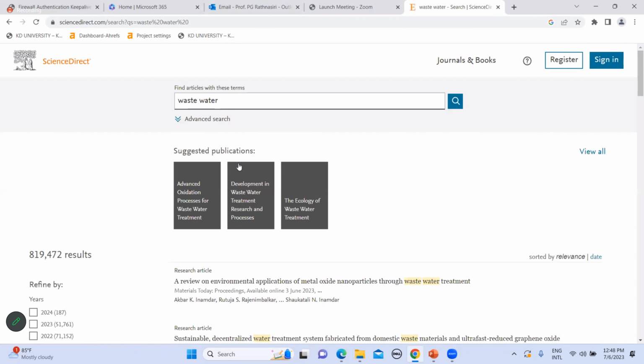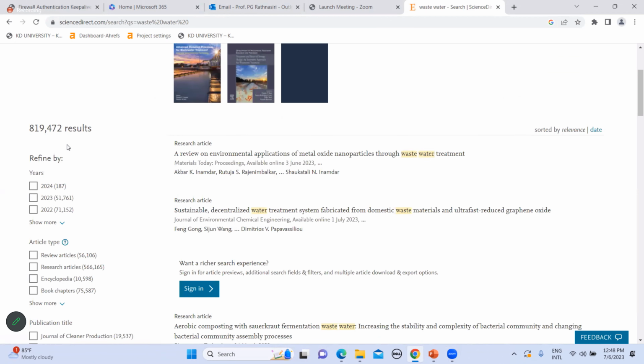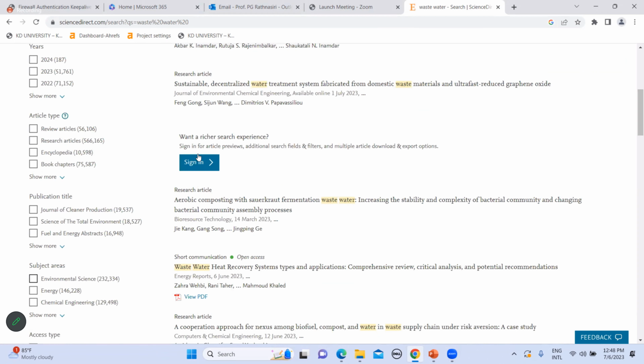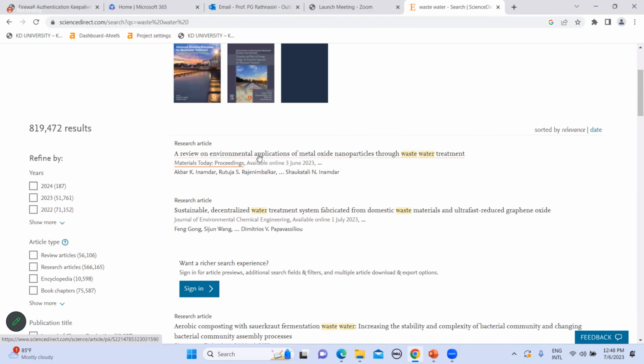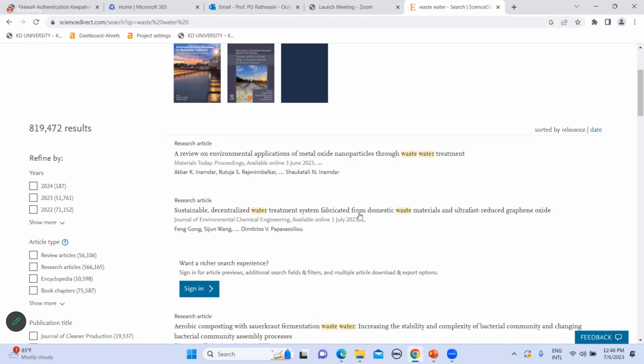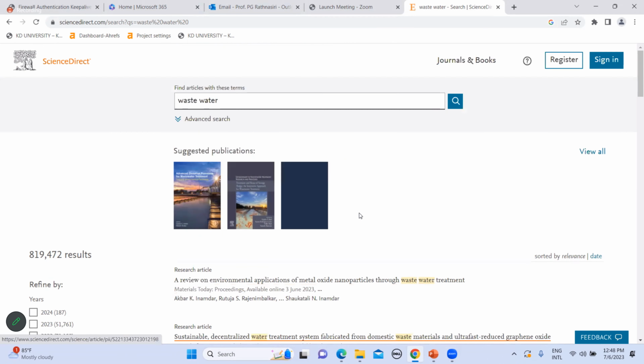Now you will get the research articles, right? I found so many. You can refine by years, article type, publication title, subject areas. You can get research articles, reviews, environmental applications. Latest, so 2023. The other point is you have to use the latest publications. Okay, you understand? Even for ICT, you may have different databases to get the articles.